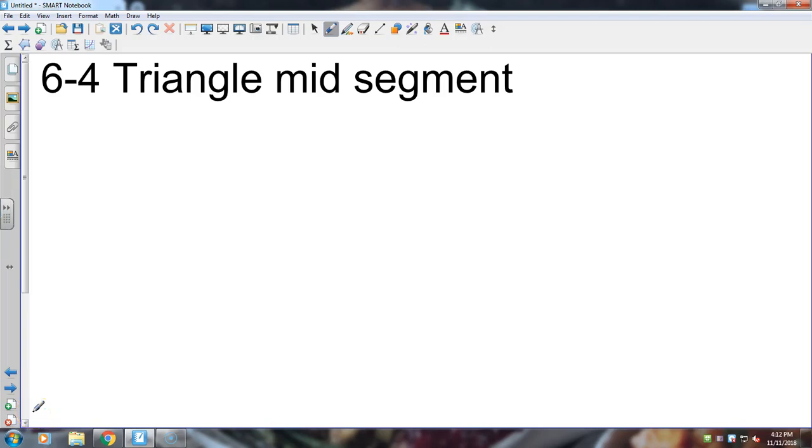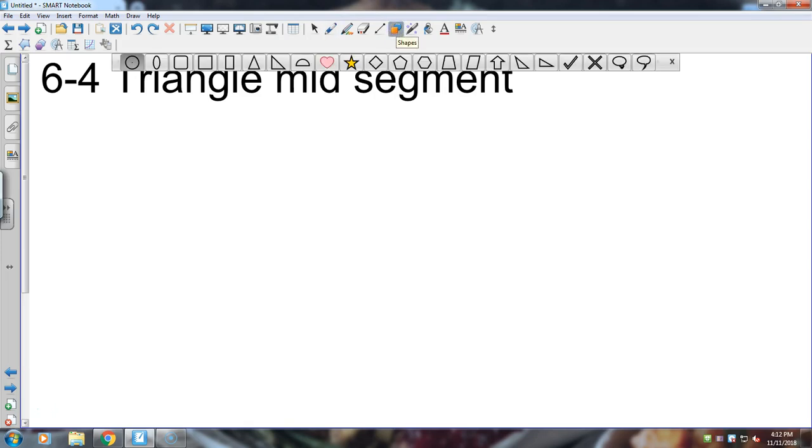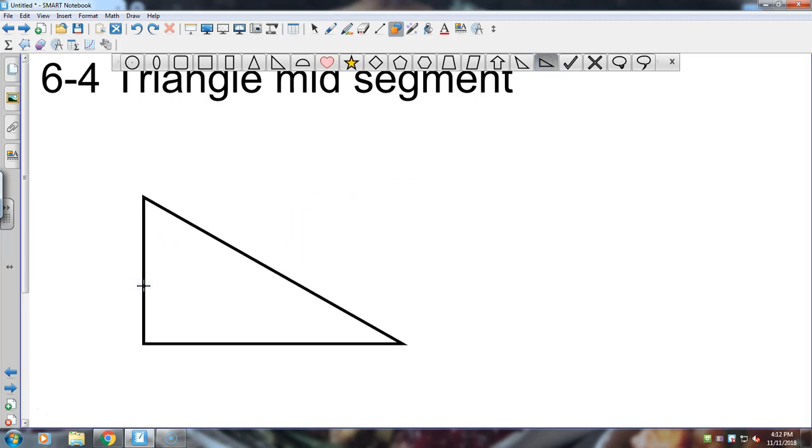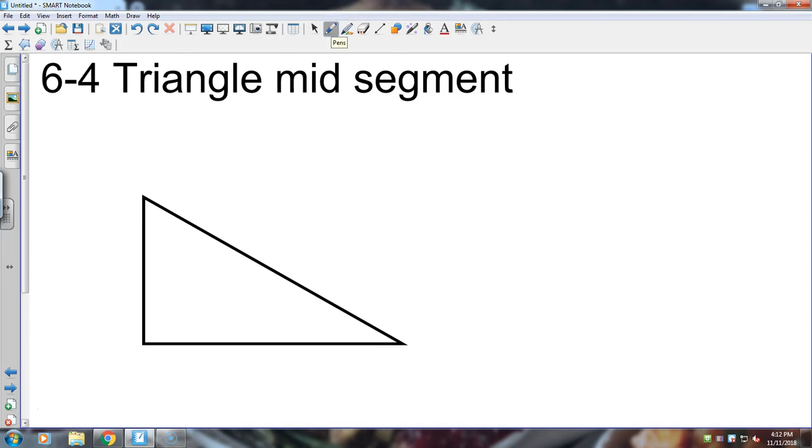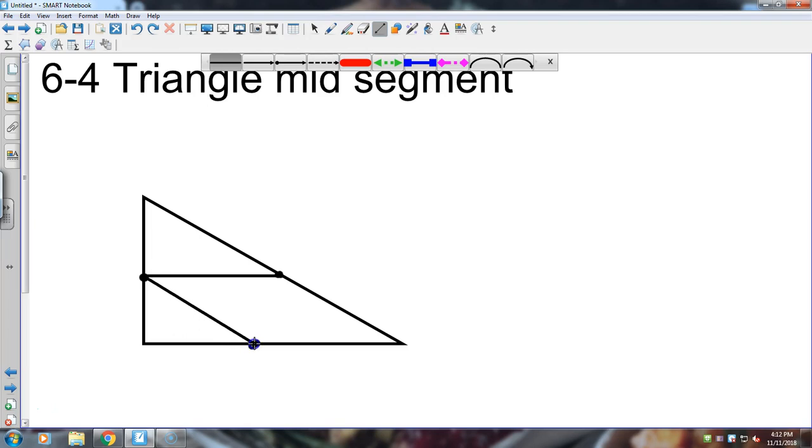Geometry Chapter 6, Section 4, we're looking at the triangle midsegment. So if I just had a basic triangle, I'll just pick that right triangle there. And I went through and found all of the midpoints. And so I created this little guy right here.